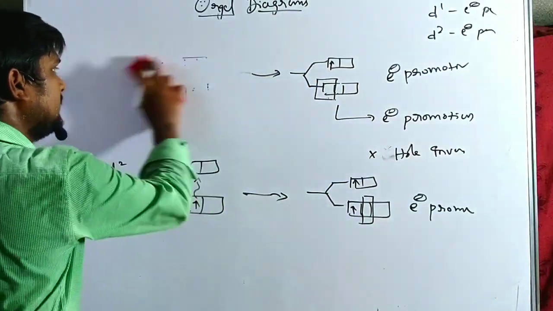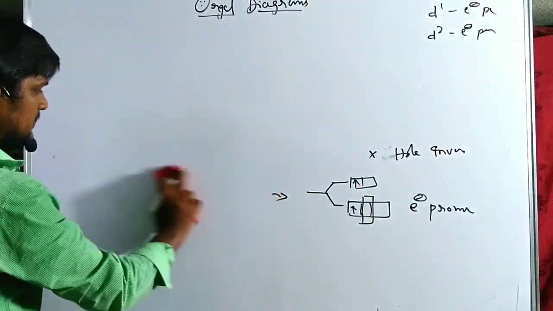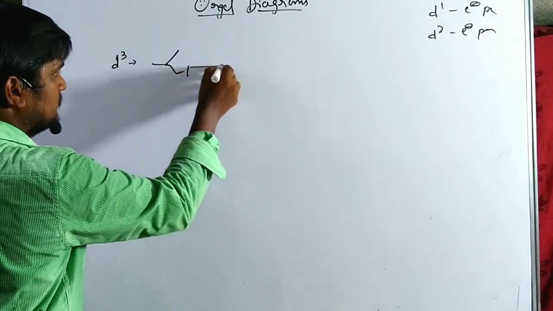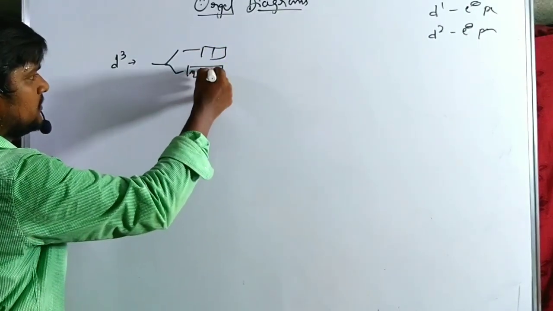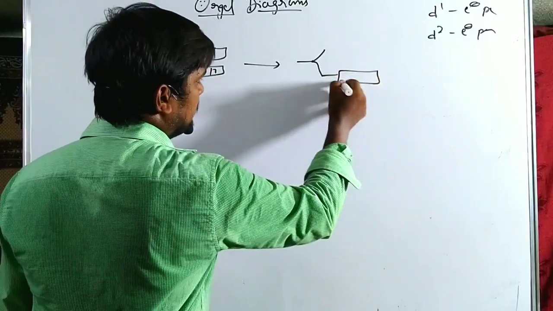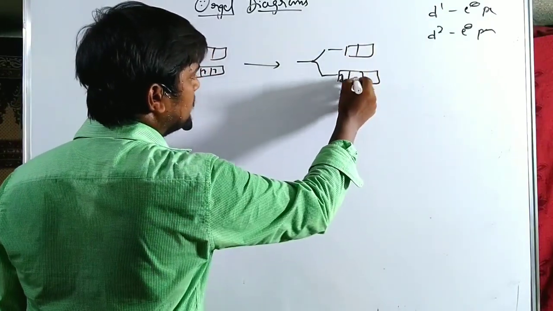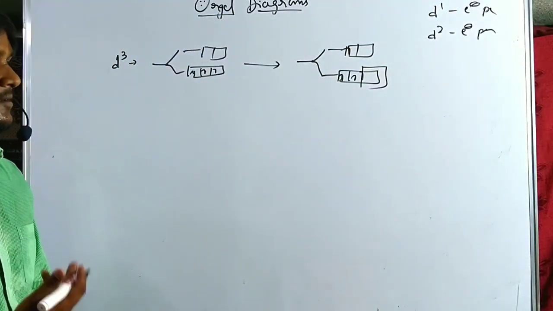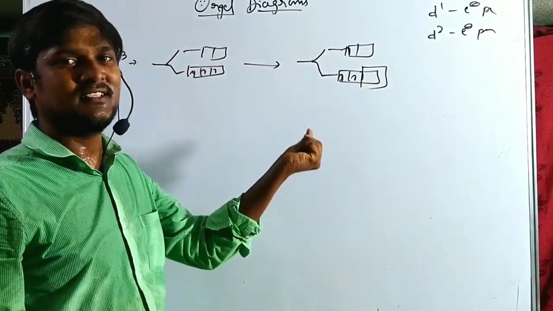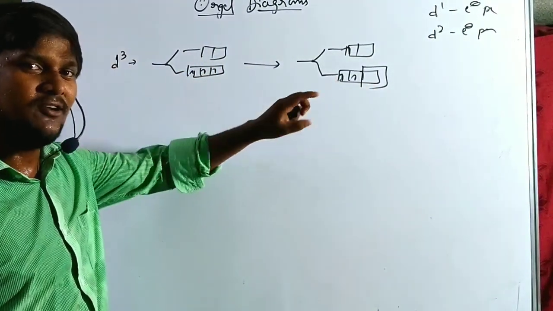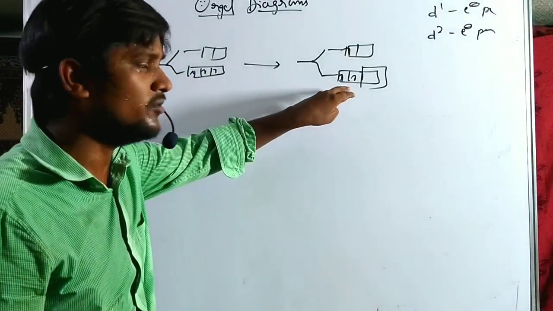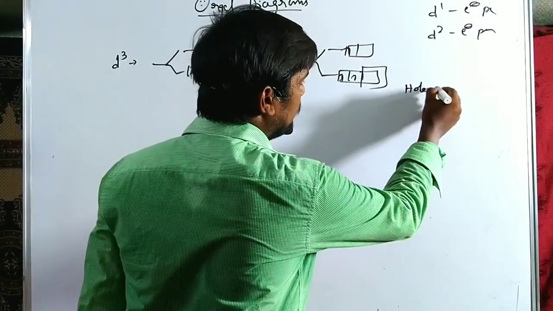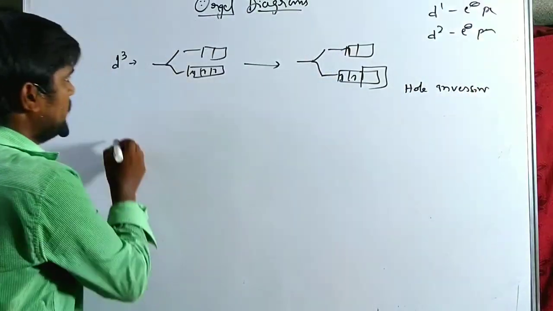Now what about D3 and D4 configurations? D3, that means one electron, two electrons, three electrons. Whenever these three electrons jump to the EG level, it is shown like this. So here the electron transition takes place, that means it is the reference orbital. That reference orbital cannot match with the adjacent orbital. So this is empty. Now the remaining two orbitals each have one unpaired electron. That's why here hole inversion takes place.